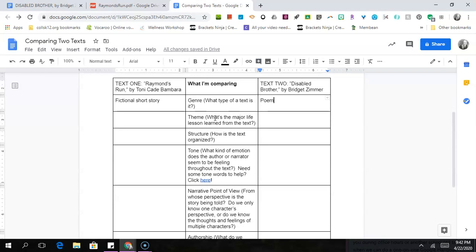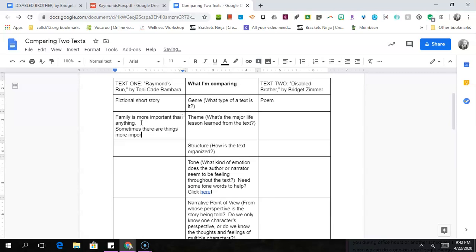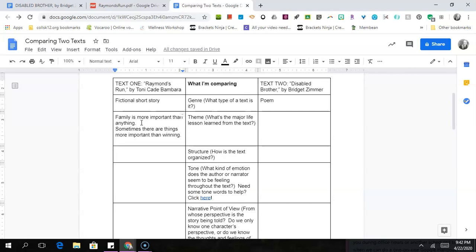Theme is the next thing you might compare. So a life lesson you learn from the text. And as we've talked about, there's more than one life lesson in most texts. So if I think about Raymond's Run, some of the lessons I can think of off the top of my head, let's see. Family is more important than anything. You could argue that. Squeaky might say that. You could argue sometimes there are things more important than winning. I think at the end of the story, Squeaky learns that lesson. We could say, give people a chance.